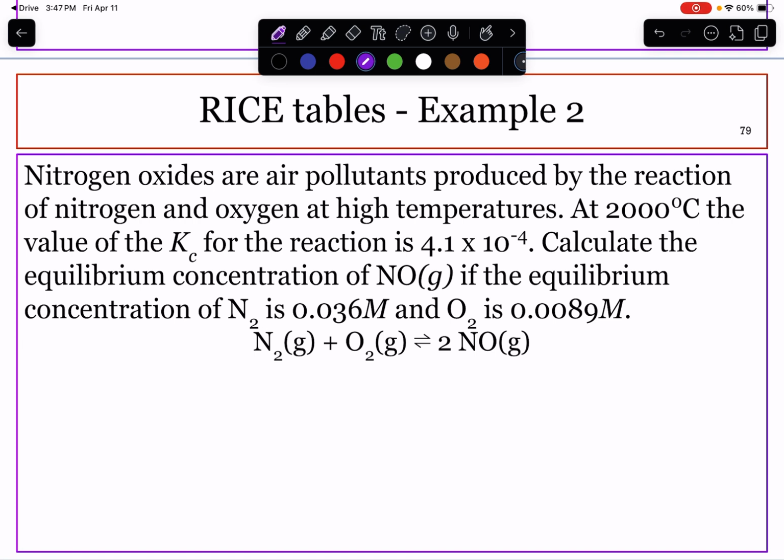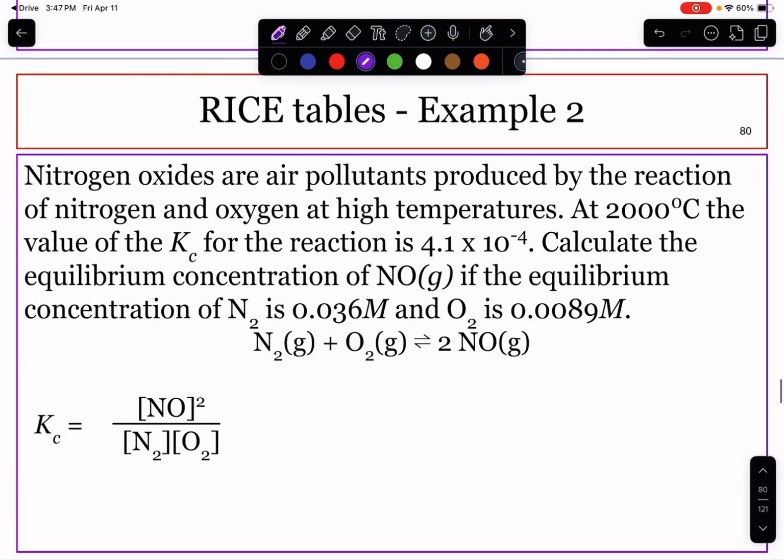The only reason why we would use a Rice table is if we were only given initial values. But in this problem, we're given equilibrium values, so we can just go straight to our K expression for this reaction and plug in the values we know and solve for the one that we are asked for.